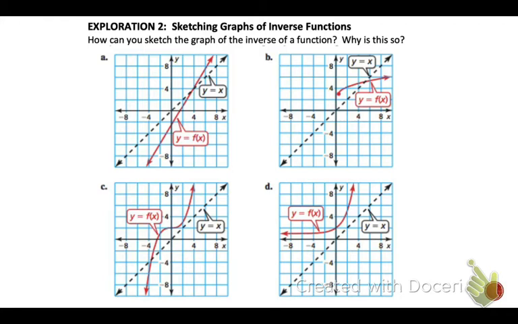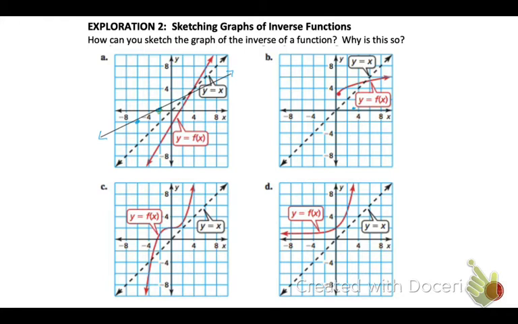So I look at graph A and I notice the point (0, 1). And so I could graph the point (0, -1). I could graph the point (-1, 0). There we go. And so there is the line that would be the graph of the inverse of the function.